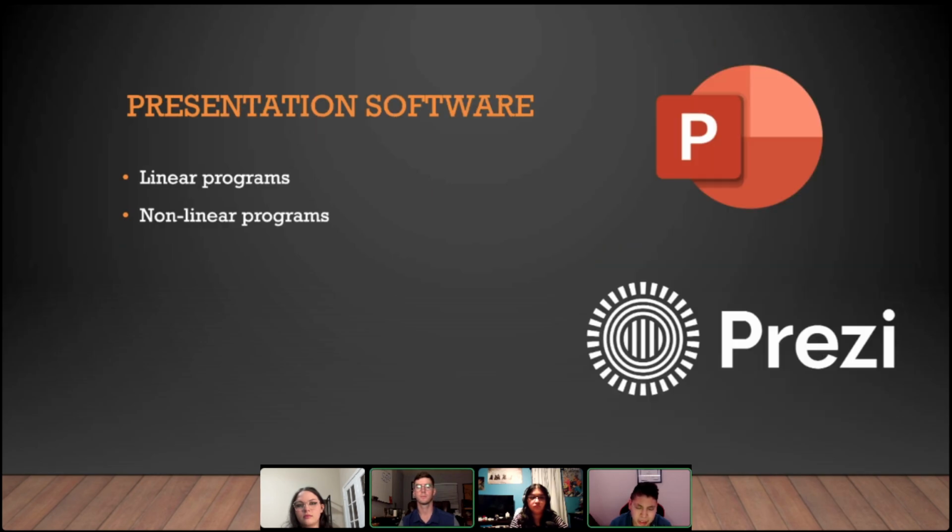For presentation software, there are two types of programs: linear and nonlinear programs. Linear programs are similar to PowerPoint and Keynote, and use slides that follow a straight line: first, second, and last slide, etc. For example, PowerPoint, Google Slides, and Keynote are the common programs that come to mind when talking about linear programs.